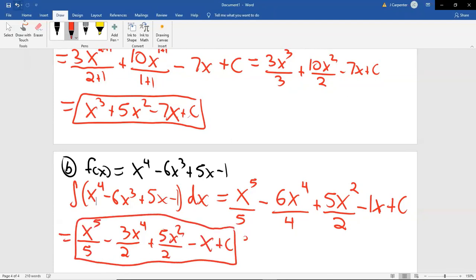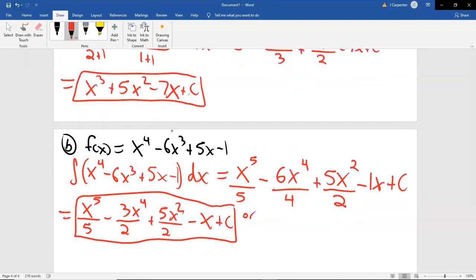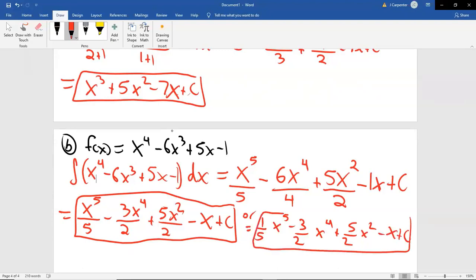And again, you can write it this way, or you can write the variables to the side. So that would be 1/5 x to the 5 minus 3/2 x to the 4th plus 5/2 x squared minus x plus c. Both of those answers are 100% acceptable. Sometimes you'll see things written the left way, some the right way. You got to be prepared for both.